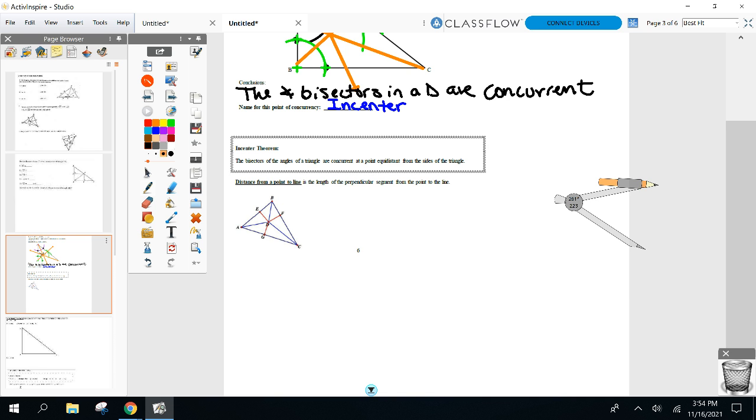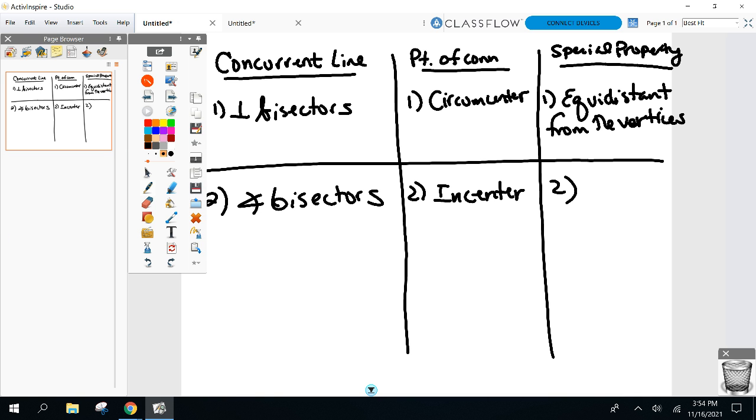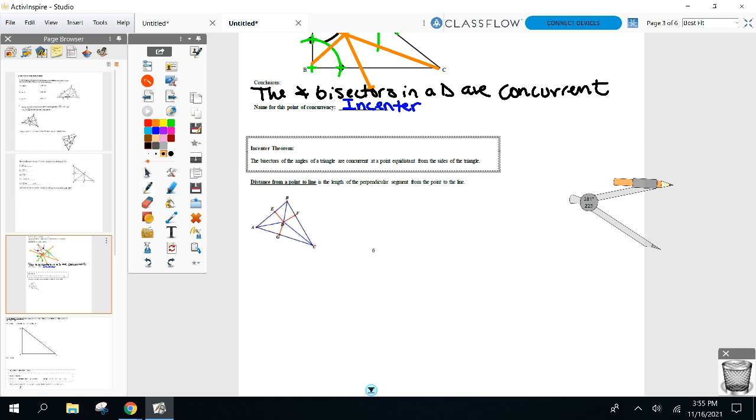The incenter: the angle bisectors are concurrent at a point equidistant, ready? From the sides of the triangle. Yesterday, it was equidistant from the vertices. The incenter is equidistant from the sides of the triangle. Okay, from the sides. So going back to our notes here, take a look.